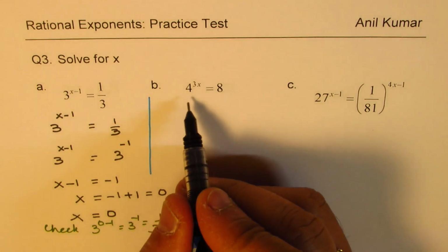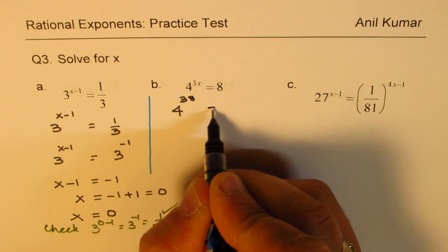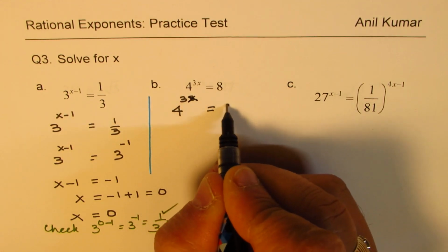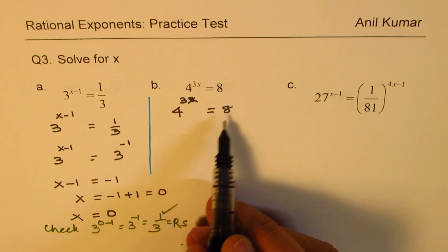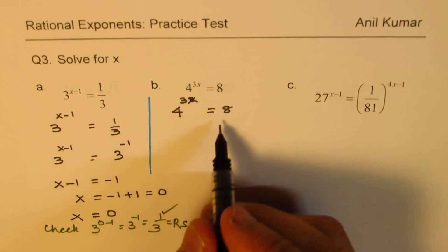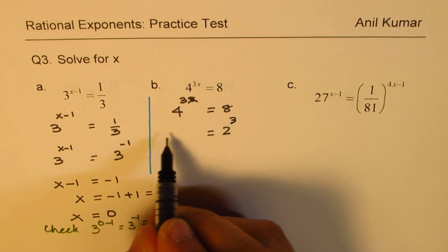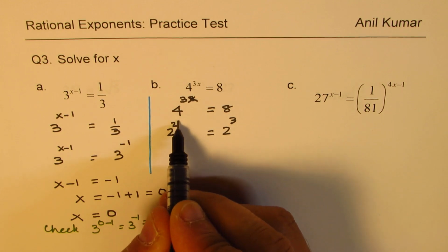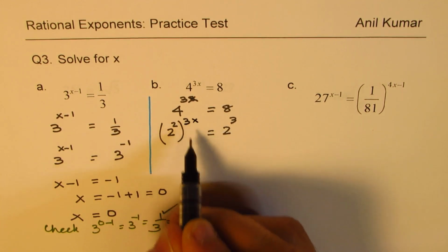Now here we have 4 to the power of 3x. Let me rewrite. 4 to the power of 3x equals 8. Now 8 could be written as a power of 2. 4 also can be written as a power of 2. So that is what we are going to do. 2 to the power of 3 is 8 and 2 square is 4. So the left side becomes 2 square to the power of 3x.